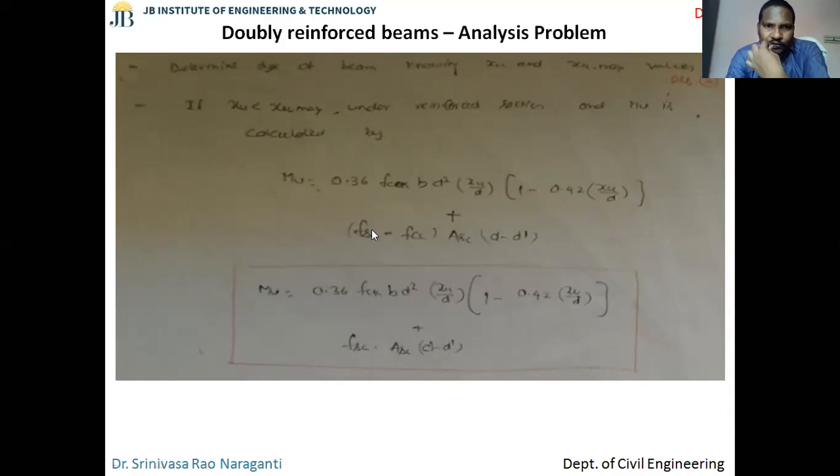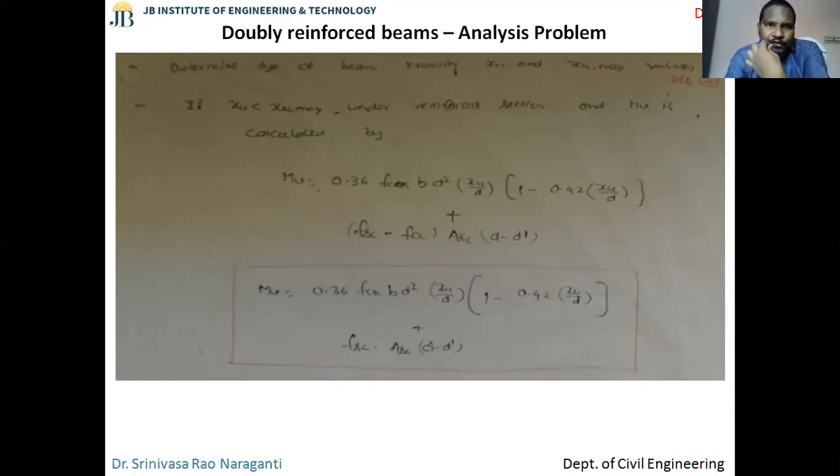So you don't take this as a different factor. You directly find out the fsc value. This is what we get from the graph or from the formula. So we use this equation. This is only derivation, don't worry. Whatever is in the box, we use this formula to find out the moment of resistance, if xu is less than xu max value for a doubly reinforced section.